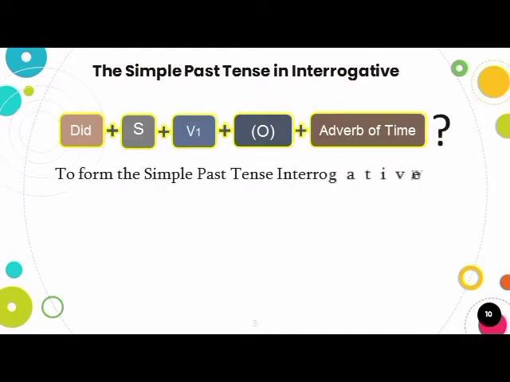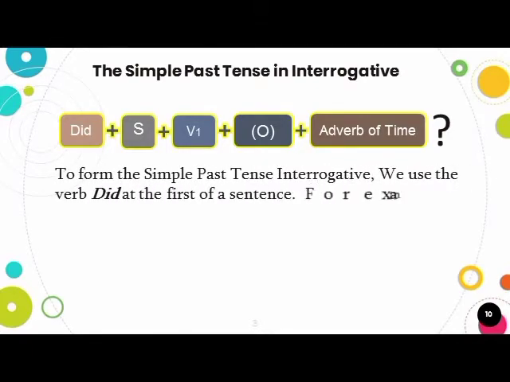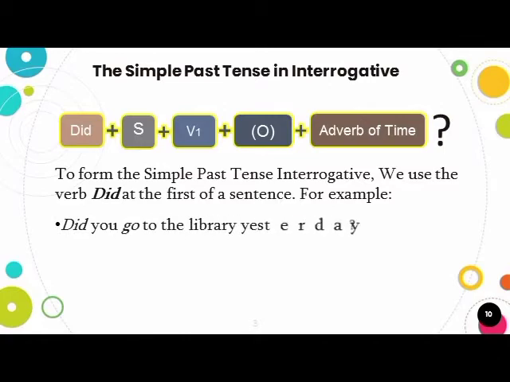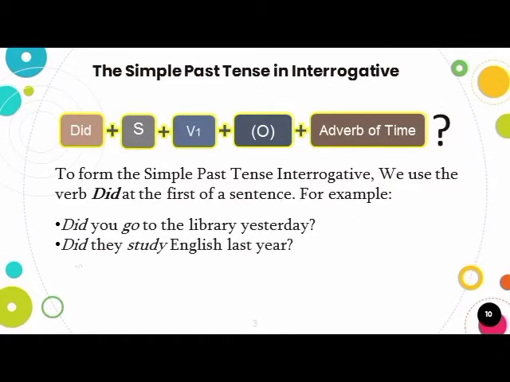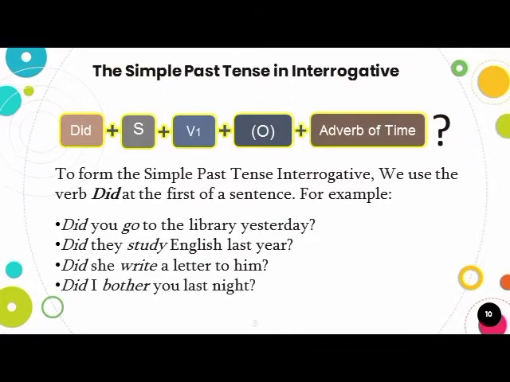Did plus subject plus verb in basic form or verb 1 plus object plus adverb. To form the simple past tense interrogative, we use the verb did at the first of a sentence.